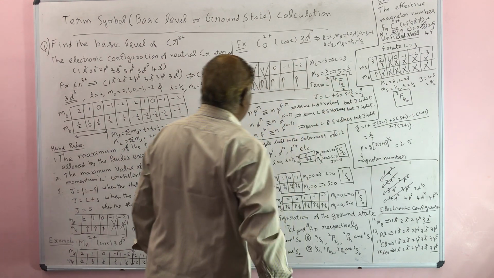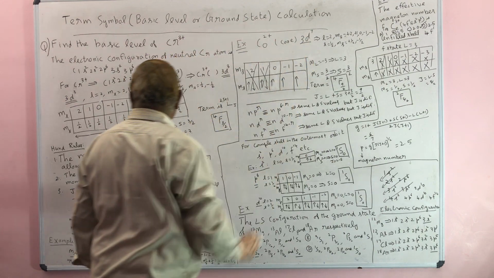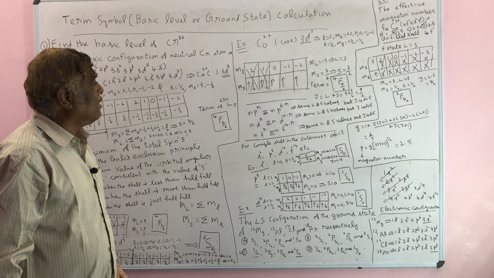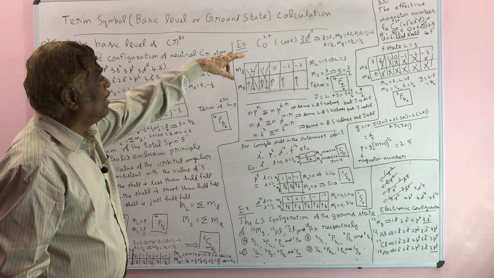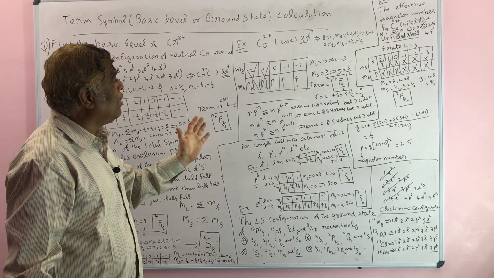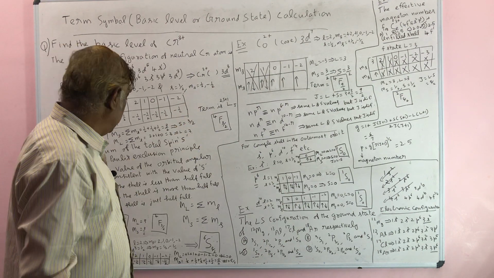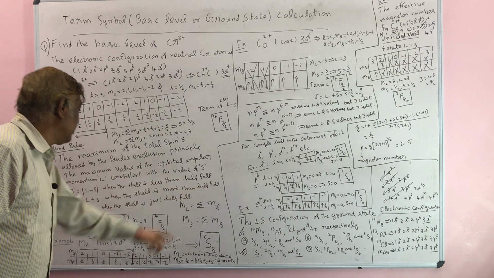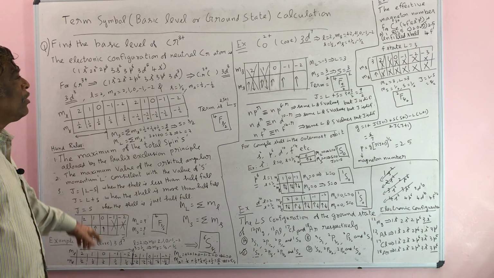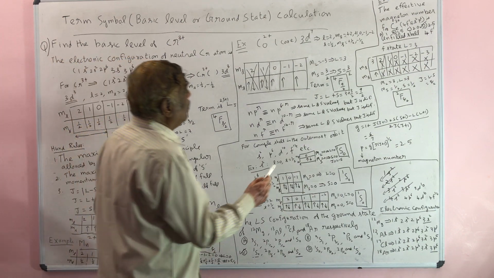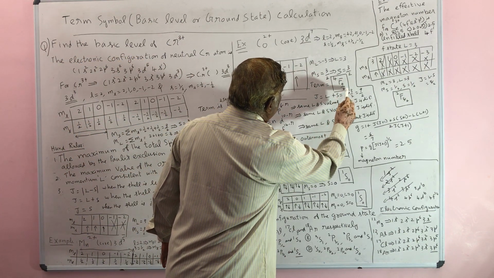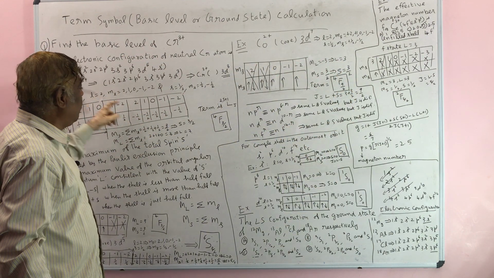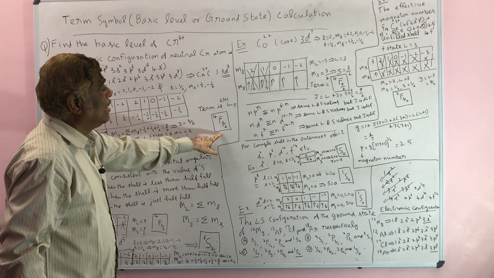J is equal to... now here there are 7 electrons. The maximum number of electrons that can be occupied in the D shell is 10. Half full is 5. So more than 5 is more than half full; 7 is more than half full. Therefore, J must be equal to L plus S. If it is less than half full, it is L minus S.